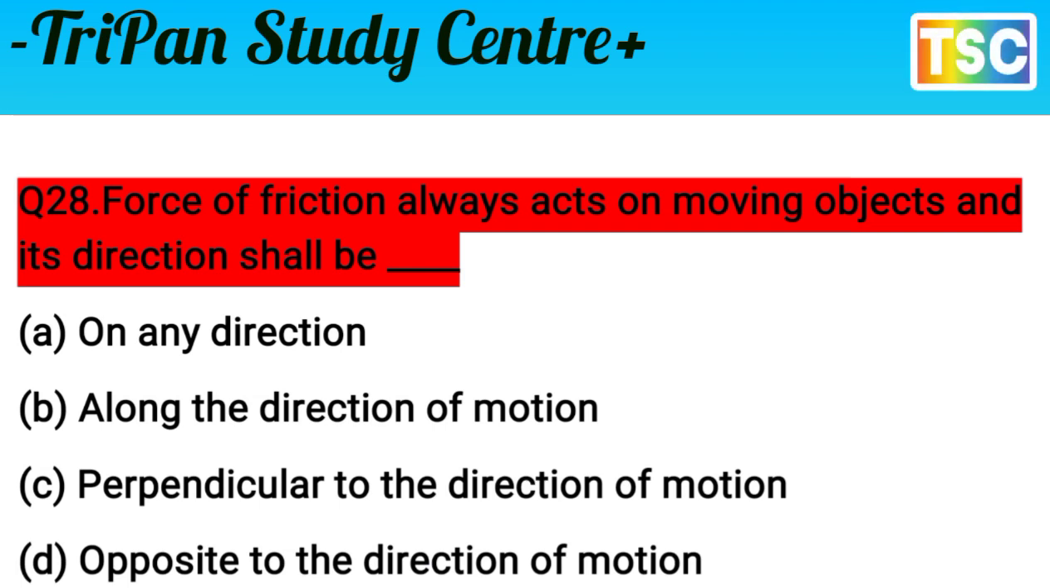Next question on your screen. Question here. Force of friction always acts on moving objects and its direction shall be: A. In any direction. B. Along the direction of motion. C. Perpendicular to the direction of the motion. D. Opposite to the direction of the motion. Question is clear. Force of friction always acts on a moving object and its direction shall be.